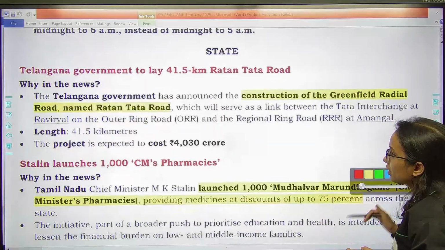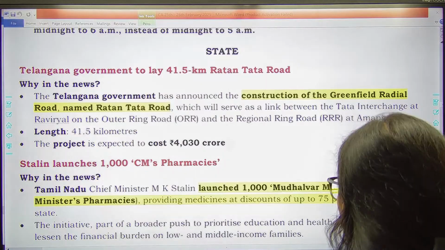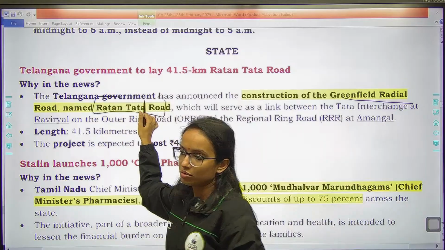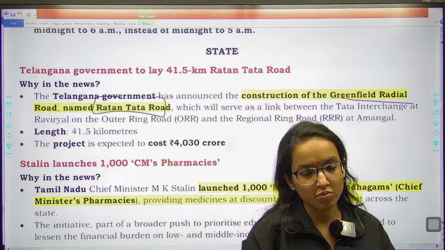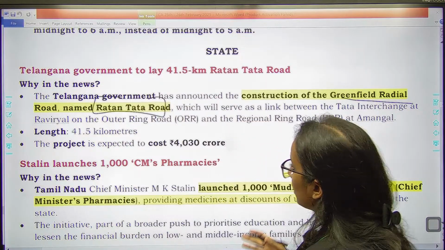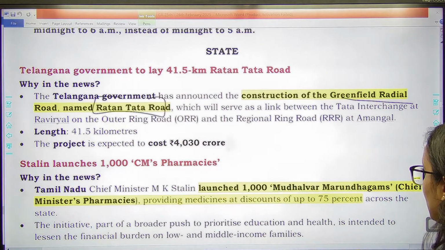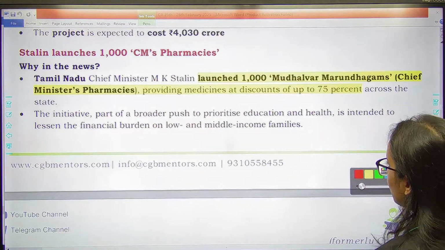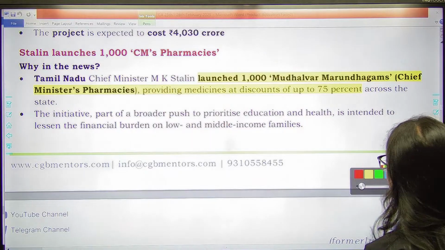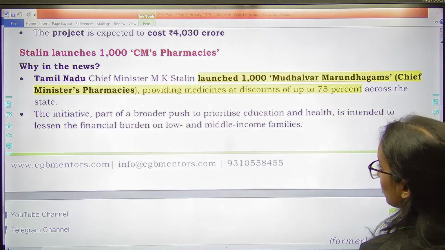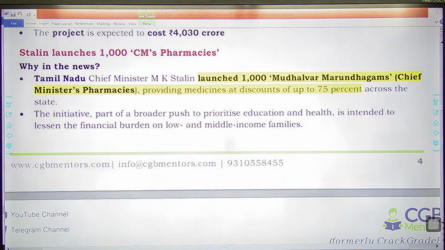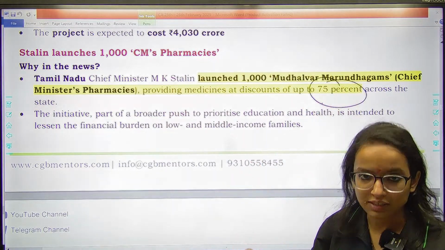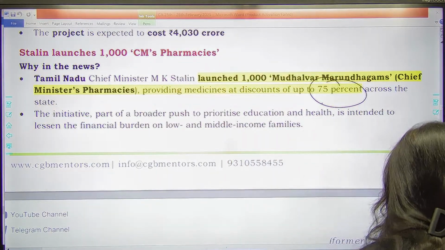Moving on to state news. First one is Telangana government has recently announced construction of a greenfield radial road named Ratan Tata Road. So, paying homage to the legendary Ratan Tata, this decision is coming from Telangana. Ratan Tata Road will be constructed. Second is Tamil Nadu Chief Minister has launched 1000 Mudalvar Marudagams, which are Chief Minister's pharmacies. These are pharmacies where they will be providing medicines at discounts up to 75% across the entire state. So this is to make healthcare more affordable.